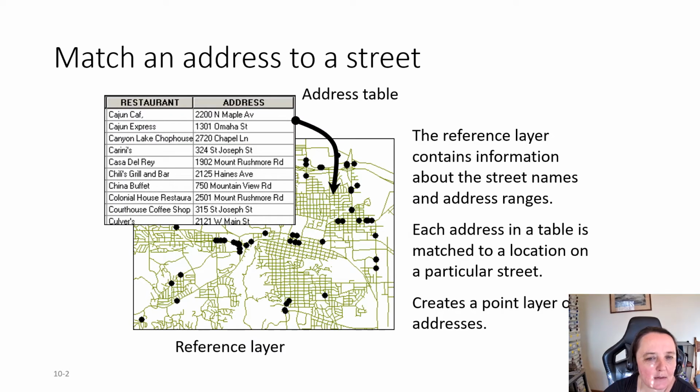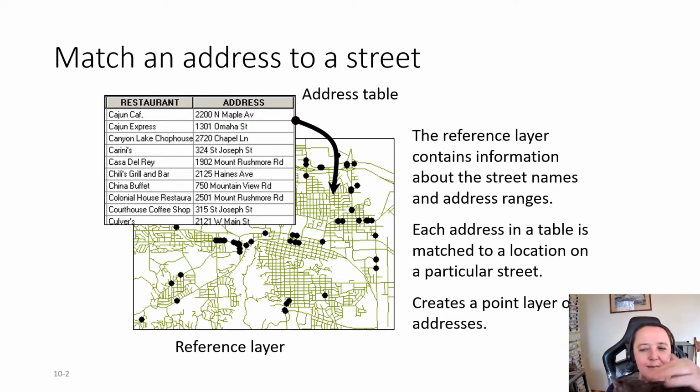So here is an example of what components you need to geocode something. Generally, when we're talking about geocoding, we're usually talking about matching up street addresses. There are some different styles, which I'll talk about in a few minutes, but what you generally need to do this address matching is a reference layer that has information about the street names and the address ranges. I'll talk more about that in a second.